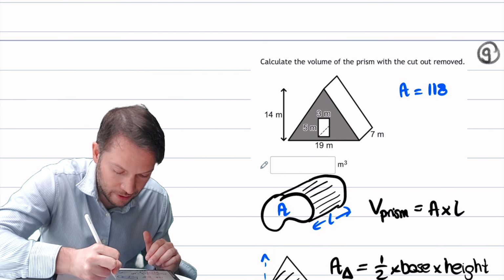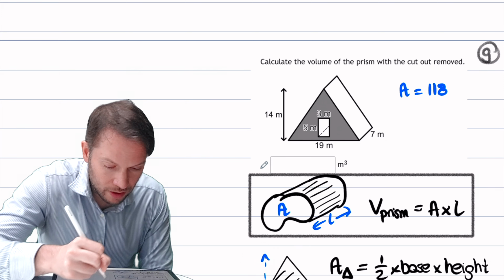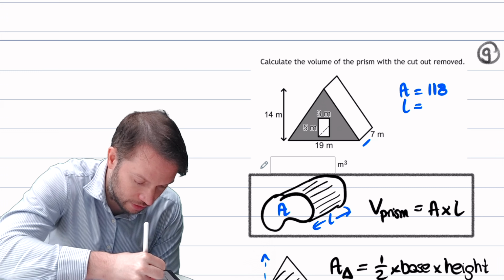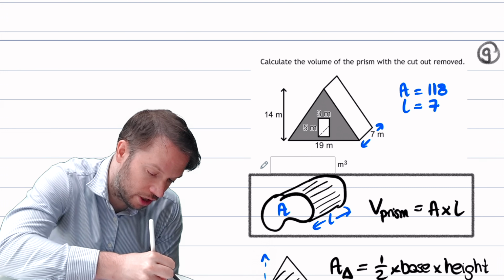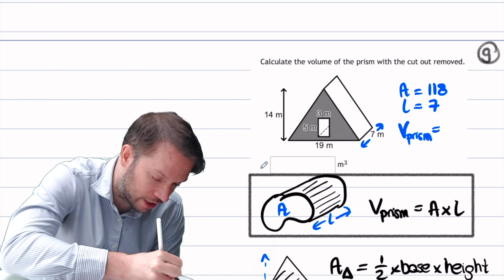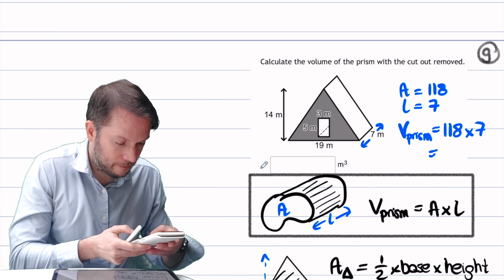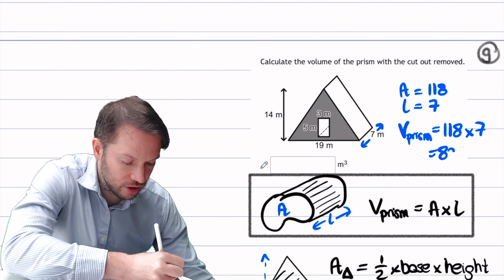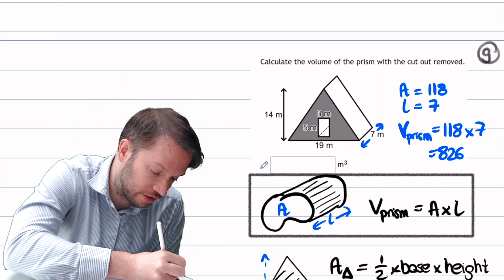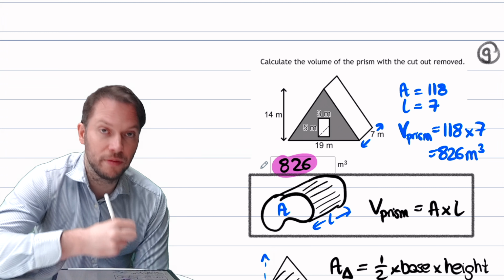And remember, we said here that the volume is the cross-sectional area multiplied by the length. So we said the length of this was the 7. So that's 7. So the volume of this prism is equal just to A times L, 118 times by 7. And I'm going to do that on my calculator. And that is 826. And we do need the unit now. Everything's in meters, so it's going to be meters cubed. So the final answer is 826 meters cubed.